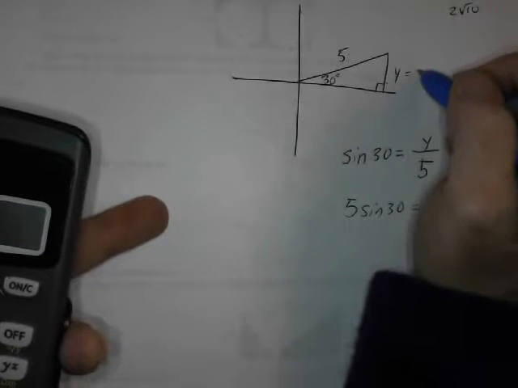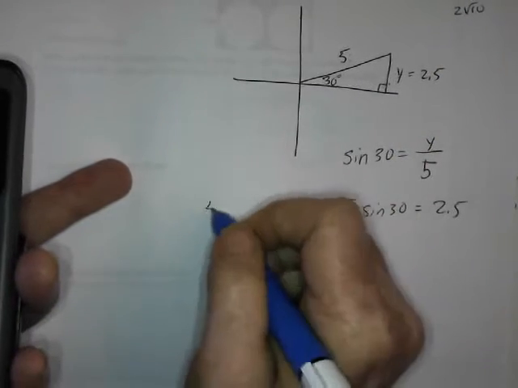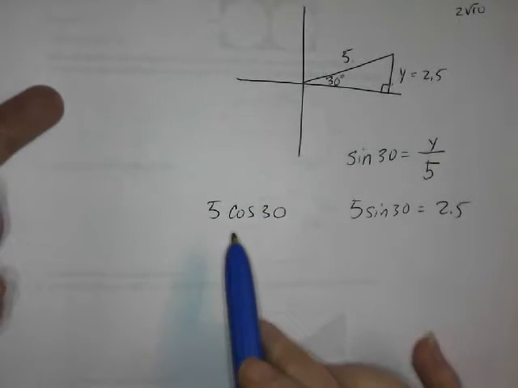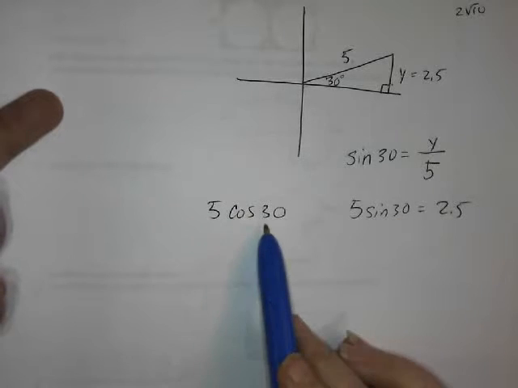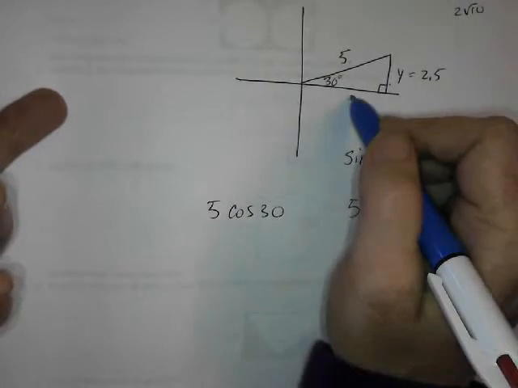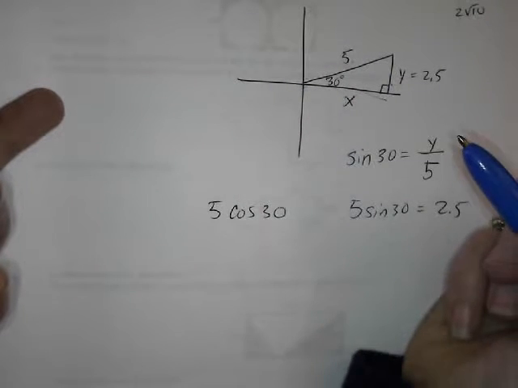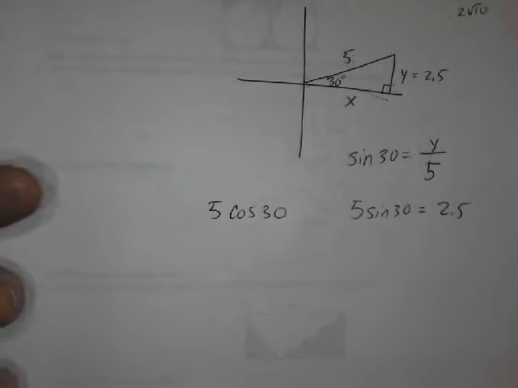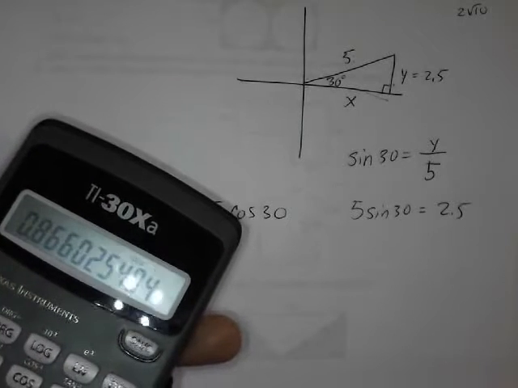So that means that this is 2.5 over here, and this one can be found by going 5 cosine of 30. That's where cis comes from, cosine i sine. So 5 cosine 30 will give me x, because cosine is adjacent over hypotenuse. Isn't it? Okay. So 5 cosine 30. So let's go 30 cosine is that number, and then times 5.